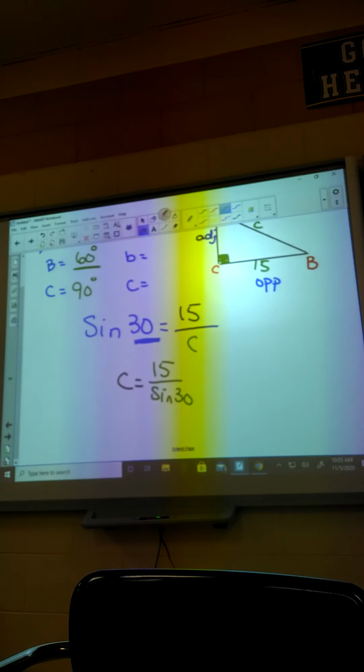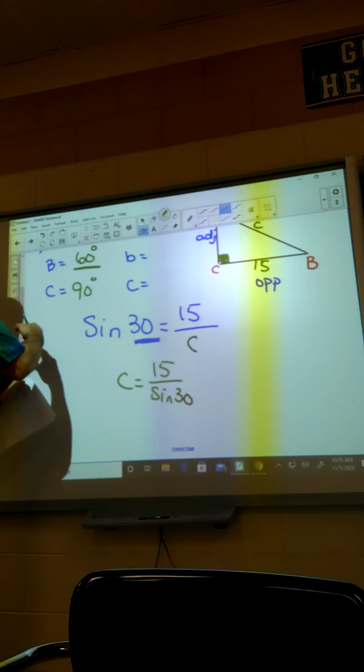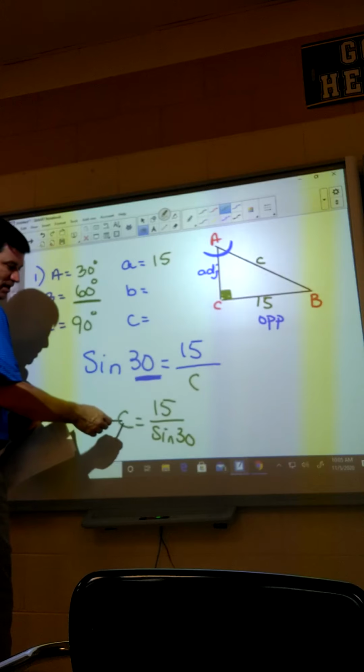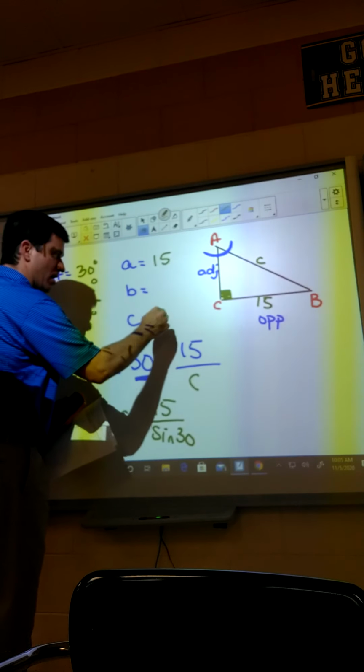15 over sine of 30. Taylor, tell me what you got. I got 30. So the next question is, where does that go? All right, look, we had little c in our formula, so that is the amount of side C.